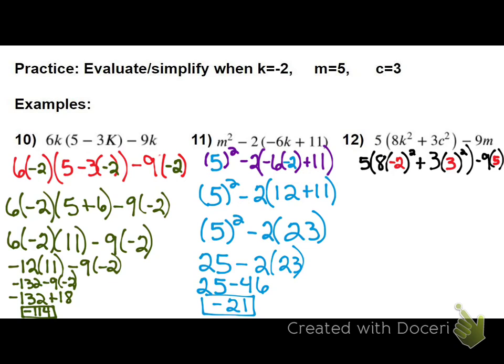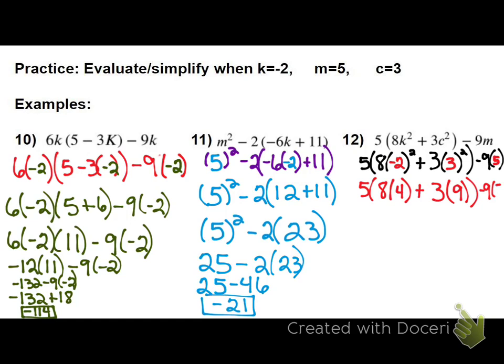The first one I'm going to do is negative 2 squared. What's negative 2 squared going to be? So what's negative 2 times negative 2? 4. 2 negatives equal a? Positive. So we're going to have a positive 4 plus 3, and then I have 3 squared. What's 3 squared going to be? 3 times 3, not 3 times 2. 9.